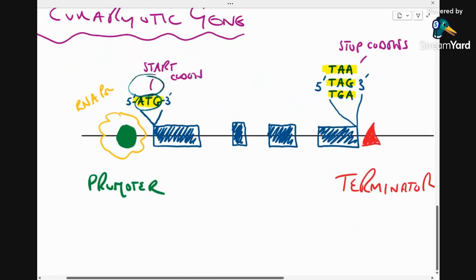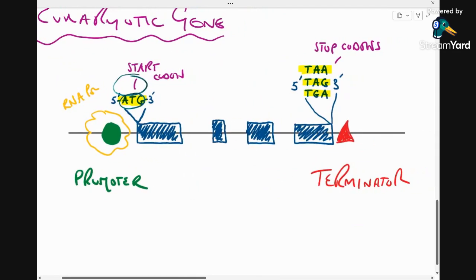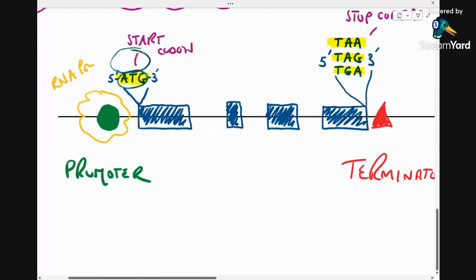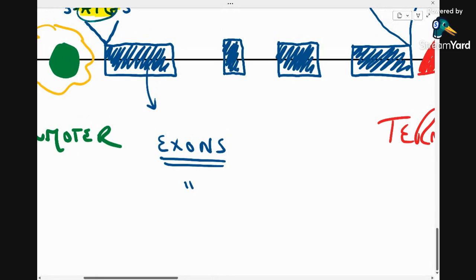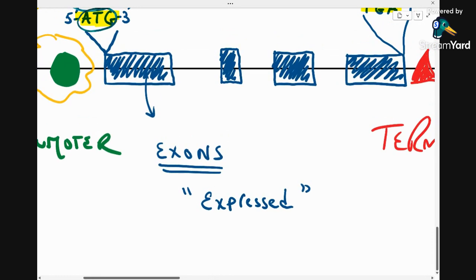The only other thing to mention here is that the coding sequence here in blue, these bits are referred to as exons. And I remember this because exons are expressed, as in they code for protein. That's the actual useful codons that contain the coding information to make our protein product and put the right amino acids in the correct order.